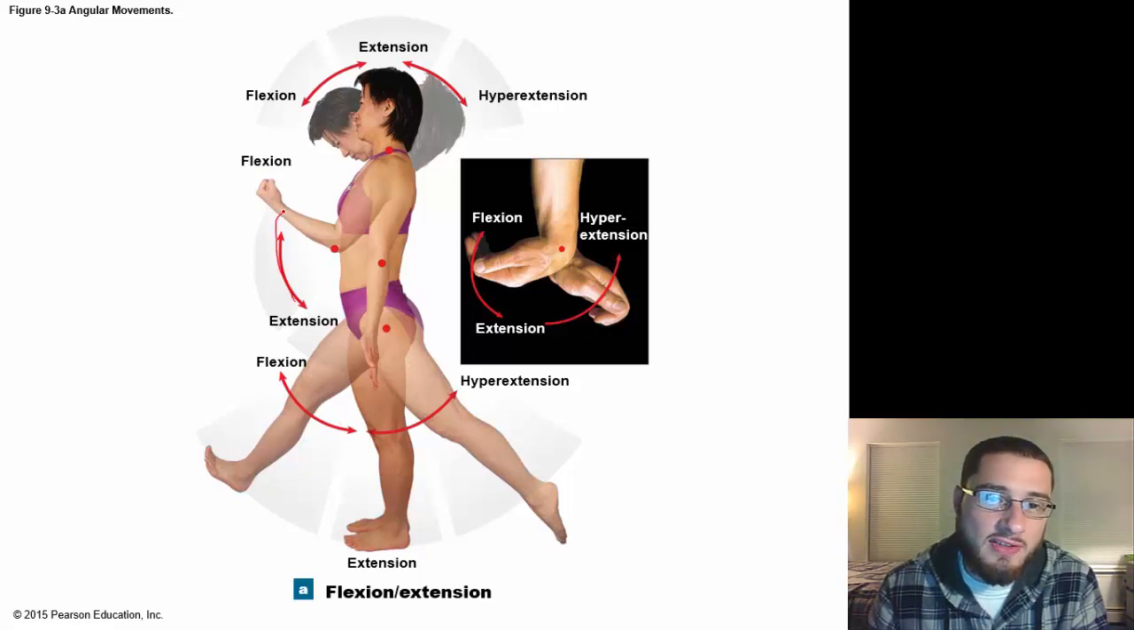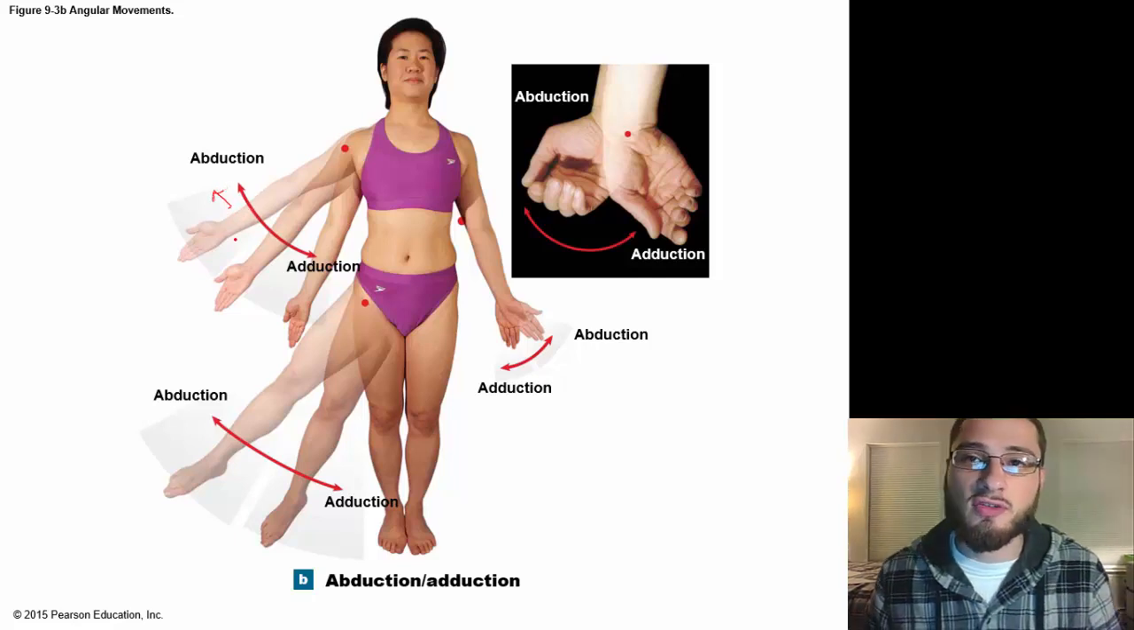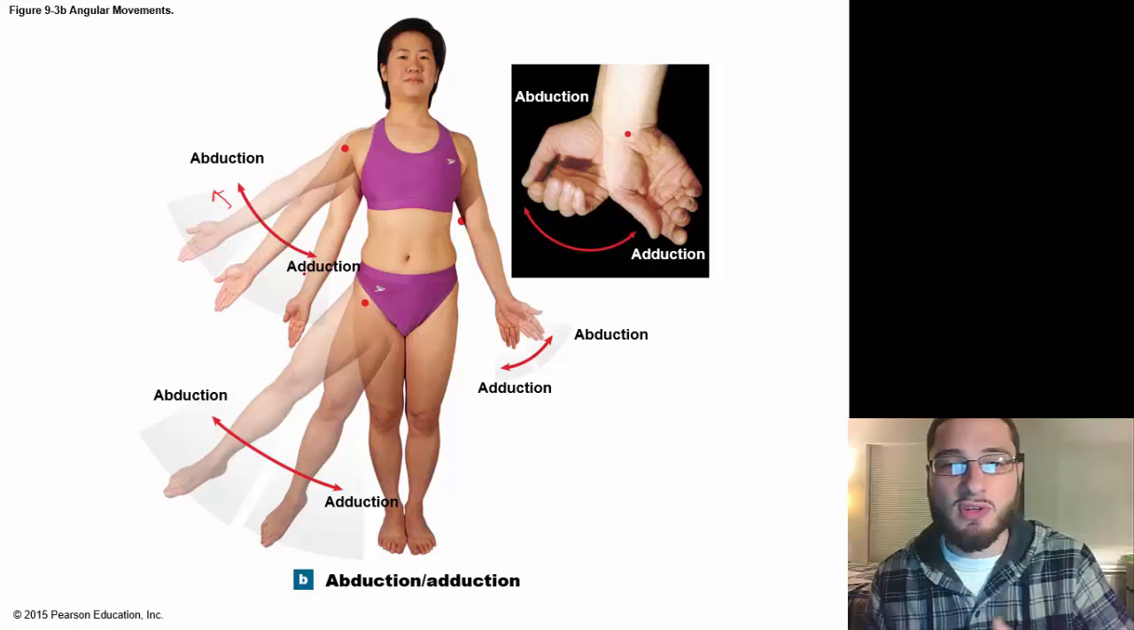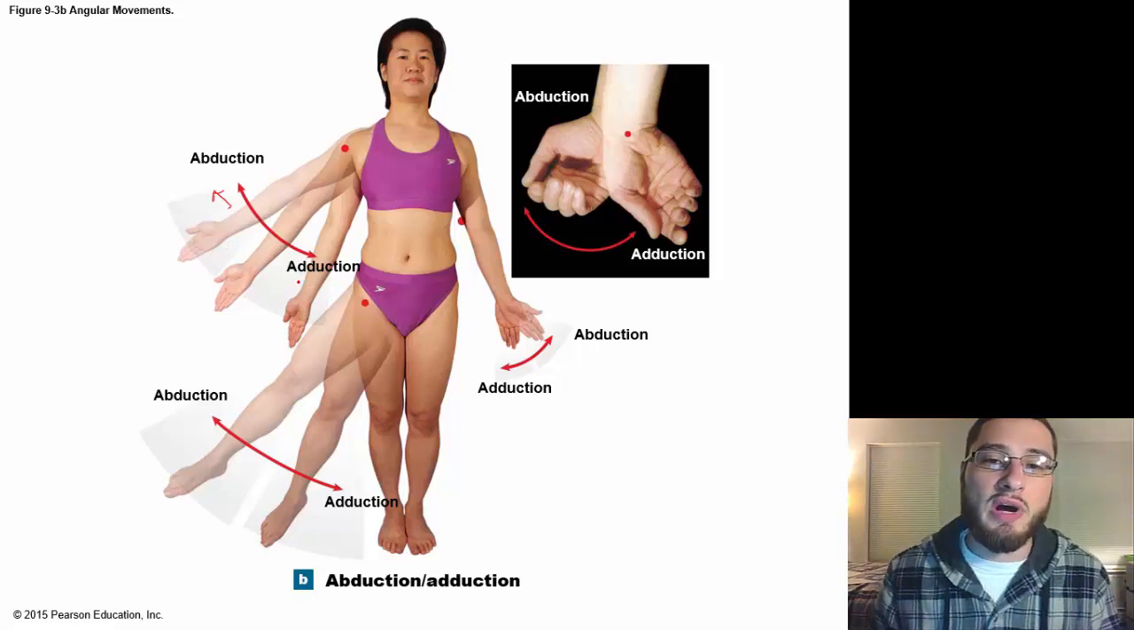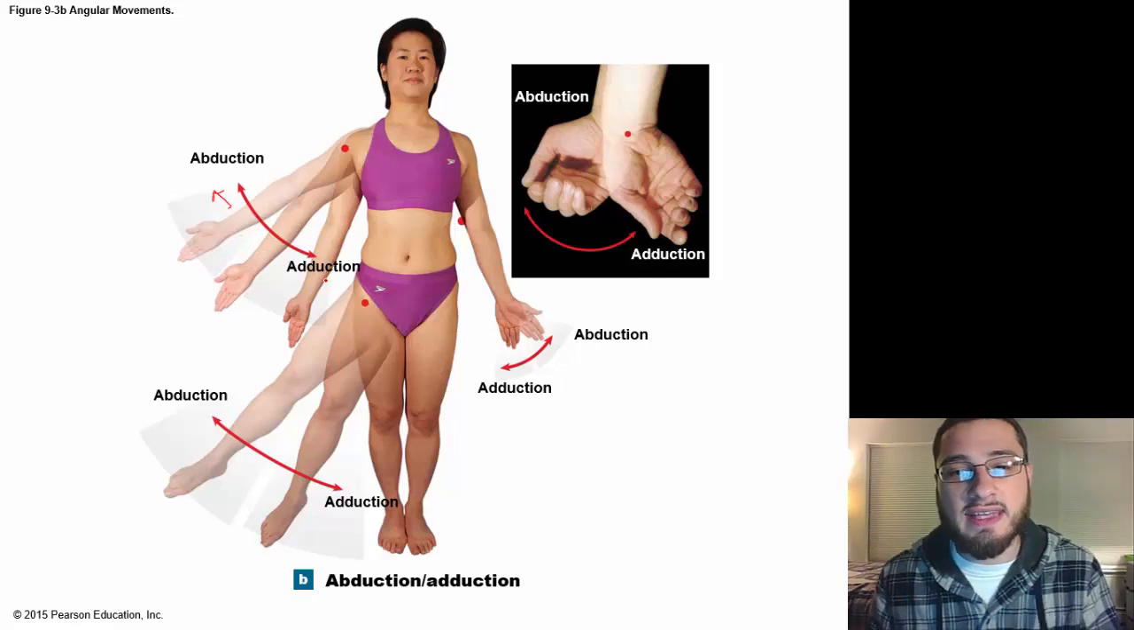So if you're flexing this arm up, that's flexing. If you're extending it out, that is extension. And that goes for any joint that we're really talking about. You have movements that go away from the body. All right, so when we're talking about it going away, think about aliens. They're abducting you, they're taking you away. Well, the same thing goes for if you move your body part away from you. That is abduction. And then if you're moving it towards you, that's adduction.